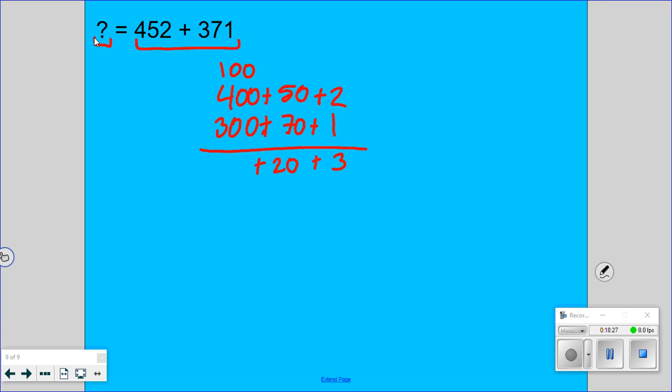All right, so Art, what did we get when we did our hundreds that way? We got to 800, beautiful. Paxton, do you think you can take that expanded form number and turn it back into standard form? Go for it. 823.